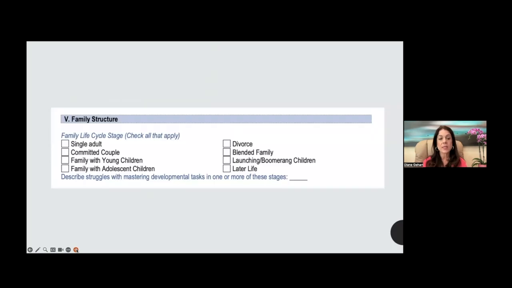So let's look at this. Here you're going to see the family life stages. You have single adult, committed couple, family with young children, family with adolescent, divorce, blended family. Obviously, you can check more than one of these boxes. And then launching, or what they call boomerang children. That means the adult children are coming back. They went to college and they boomeranged right back. Later life is more when the children are becoming caretakers of their aging parents. And so it's really important to describe their struggles around mastering the developmental tasks of balancing independence and interdependence at each of these stages.